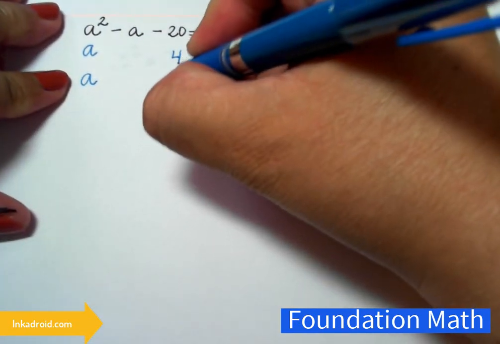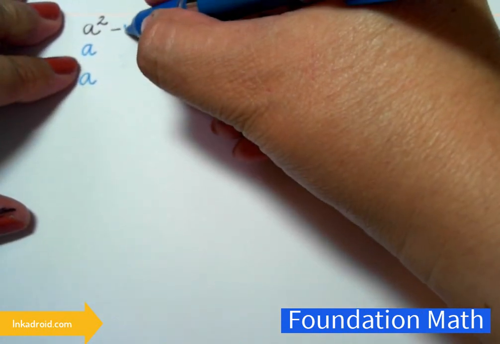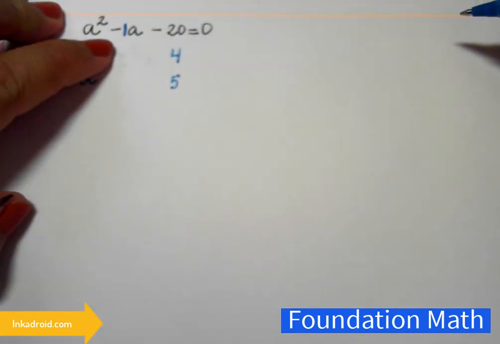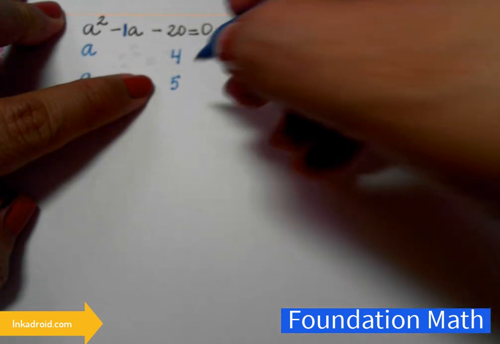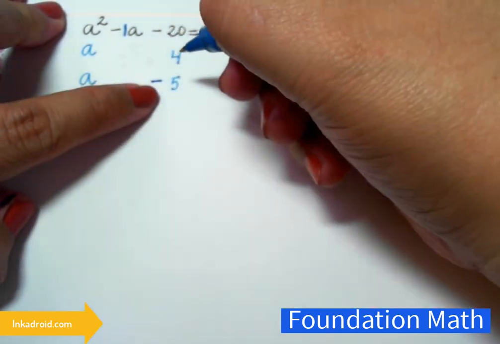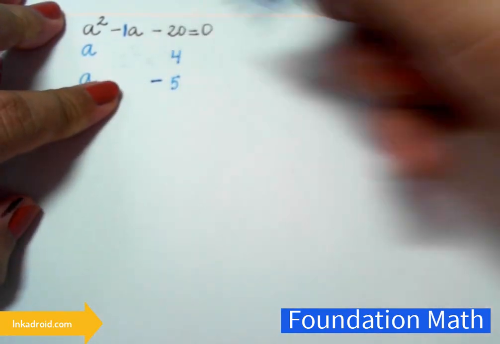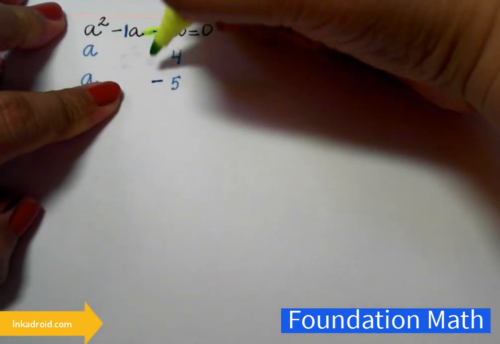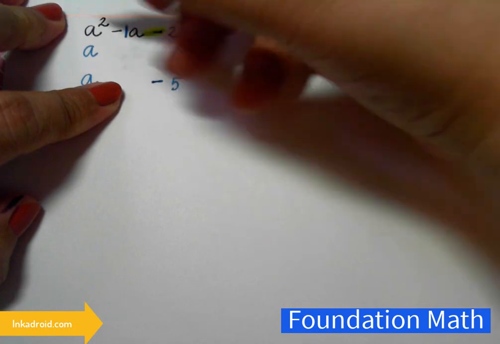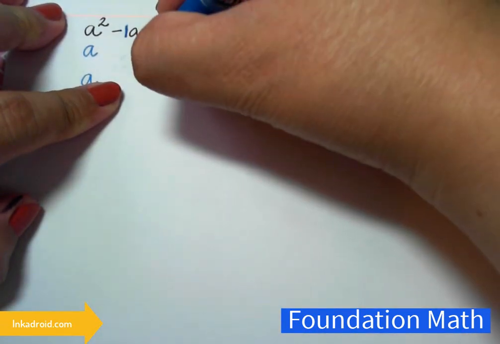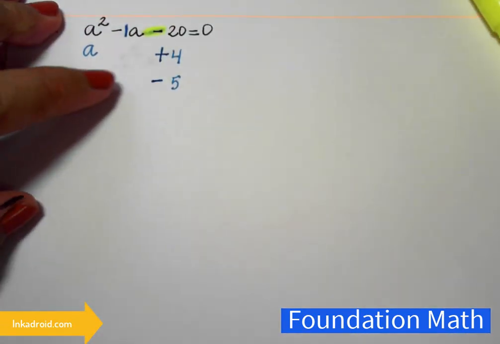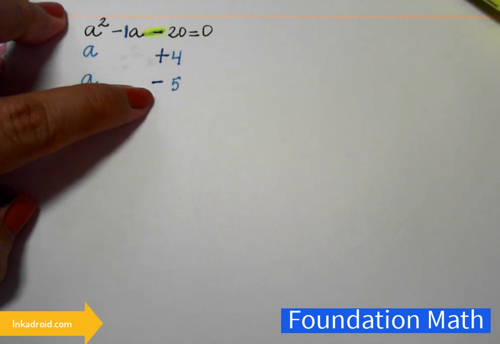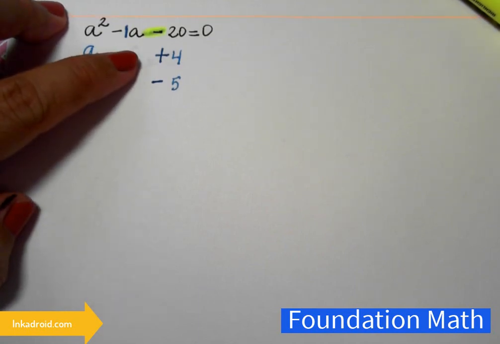And why 4 times 5? Because 5 minus 4 is negative 1. But I need to have negative 1. So to have negative, you have to have here negative 5. And when you have a positive and a negative expression, both of them have to be different. So positive 4 times negative 5 is negative 20.